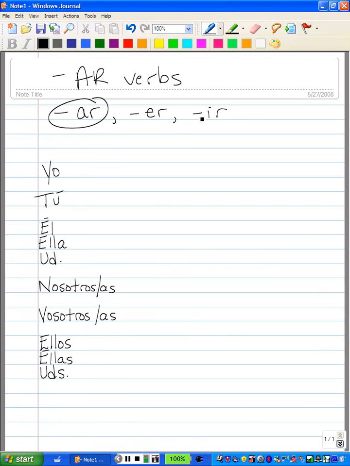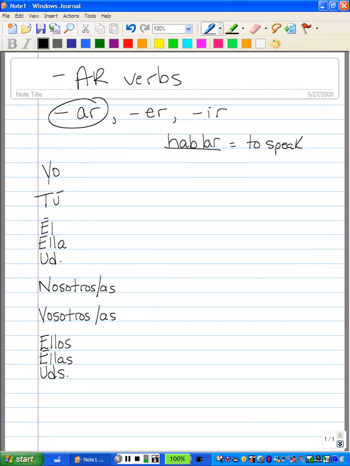Alright, well, we're going to talk about our AR verbs. And we're going to start with the most typical verb in Spanish, which is the verb hablar. Hablar meaning to speak. Alright, when you want to conjugate this verb, remember when we did the verb ser, we had to memorize a whole other verb. The verbs were soy, yo soy, tú eres, él es, nosotros somos, vosotros sois, ellos son.